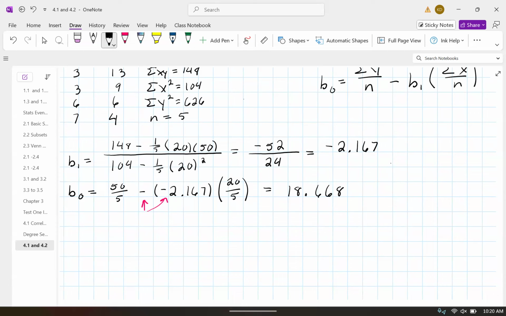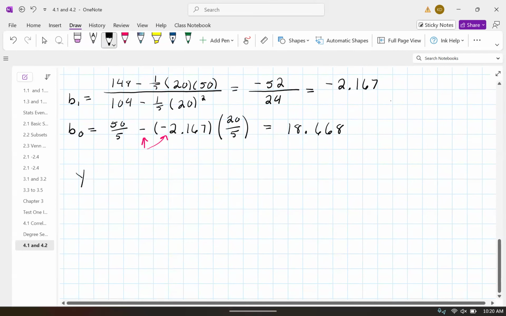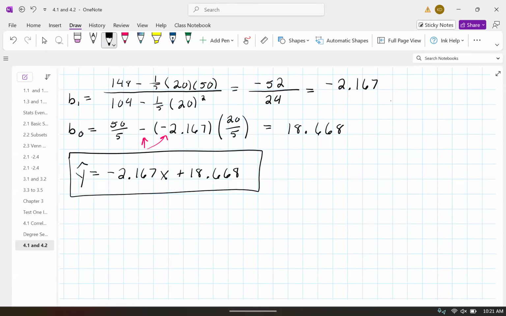On homework, go out more decimals because what the PowerPoint found and what I found are slightly different, but it's fine for our purposes for now. So that means our line is y hat equals negative 2.167 times our x value plus 18.668. If I were to graph my data and graph my line, this line should go through or be close to several of our data values.